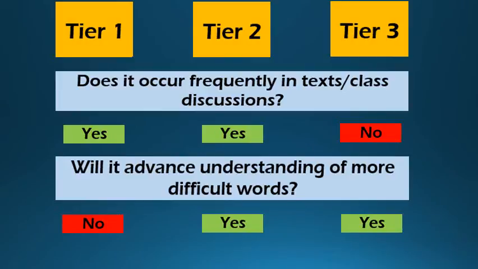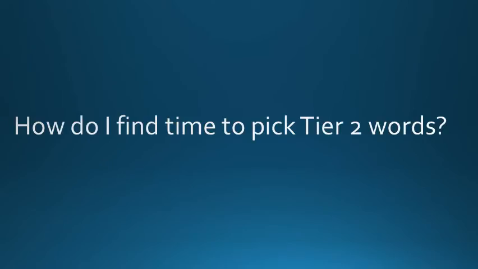So, because we have a limited amount of time, we need to get the biggest bang for our buck and focus on words that will give us the highest impact. So these frameworks provide a lot of clarity. Yet now we come to another roadblock, which is how do we find the time to find these tier 2 words? Because we need to know what vocabulary we should be working on for each grade level.